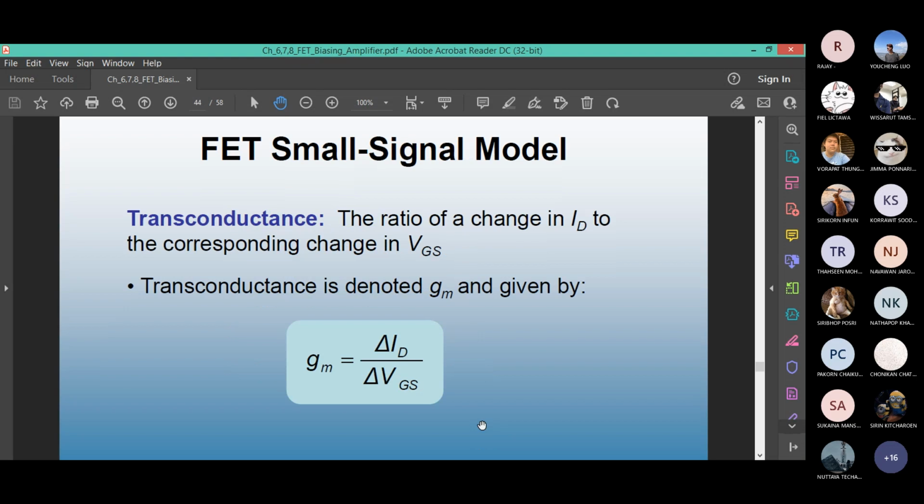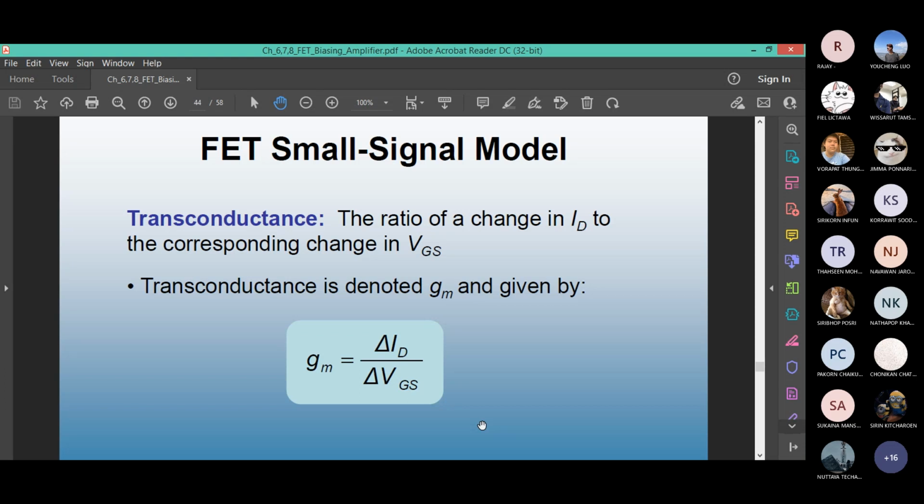When you do the AC analysis for FET, we came across an important parameter known as transconductance, small g sub m. It is the ratio of output current variation to the input voltage variation. Carefully notice this: ID is the drain output current. VGS is the controlling input voltage, and it's delta. So the ratio of change in ID to corresponding change in input VGS we call transconductance. The unit is Siemens, capital S.